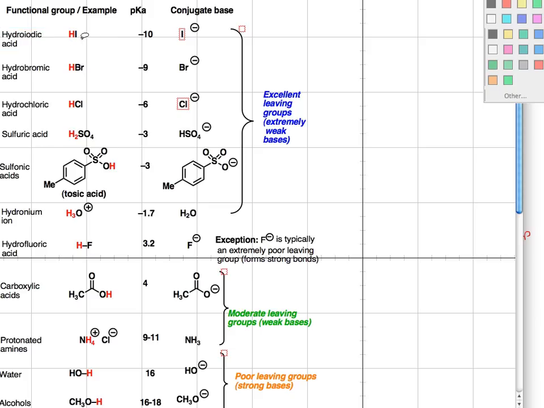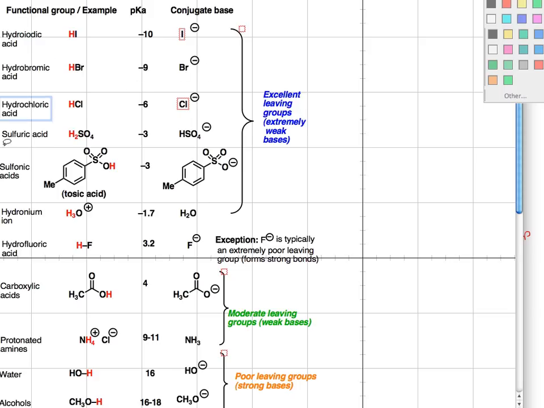So as it turns out, a really strong acid, HI, has a very, very weak conjugate base, I minus. And similarly, HBr and HCl, we get the weaker acids and become better and better leaving groups. So our weak leaving groups, Br and Cl, are not quite as good leaving groups as I minus, but they're in the same ballpark.